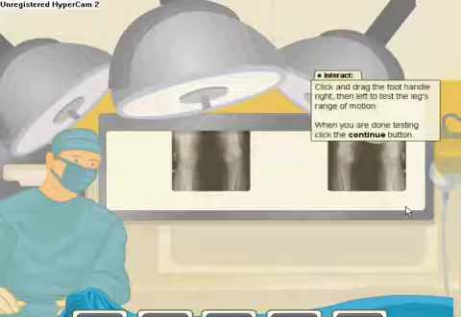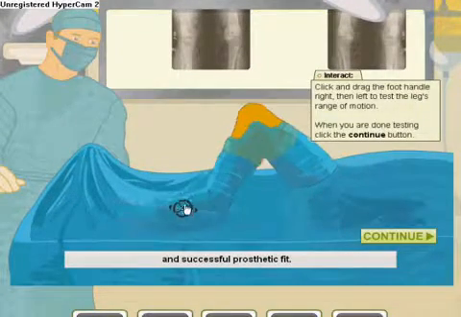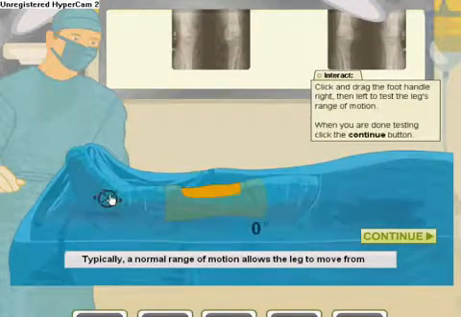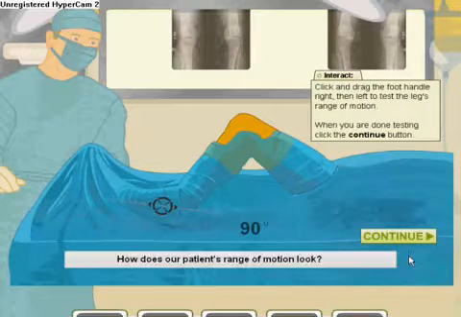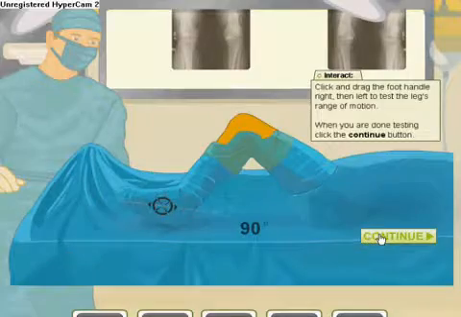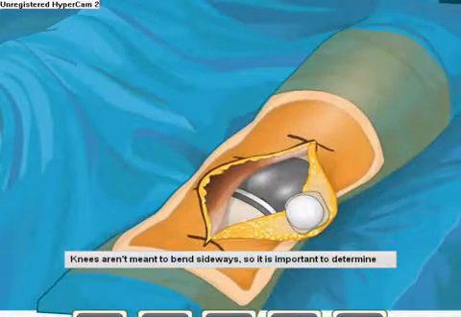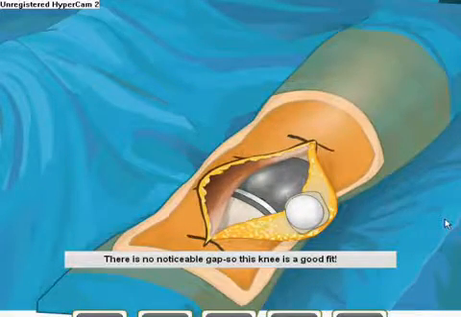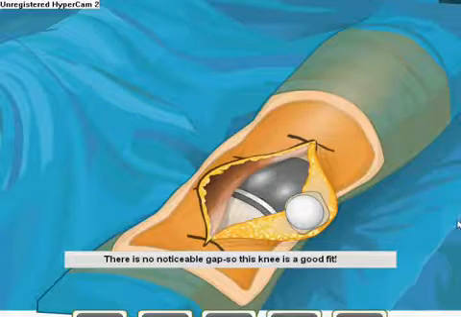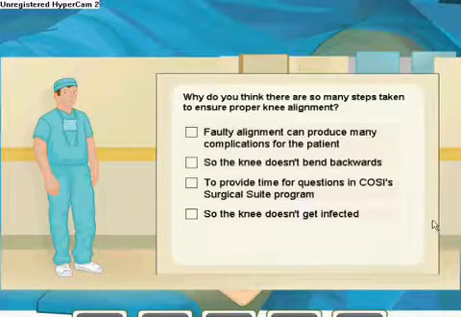Fantastic! Conduct a range of motion tests to assure proper knee alignment and successful prosthetic fit. Typically, a normal range of motion allows the leg to move from 0 to 130 degrees. How does our patient's range of motion look? Knees aren't meant to bend sideways, so it's important to determine whether there is a gap or space between the femoral and tibial components. There's no noticeable gap, so this knee is a good fit. Why do you think there are so many steps taken to ensure proper alignment?